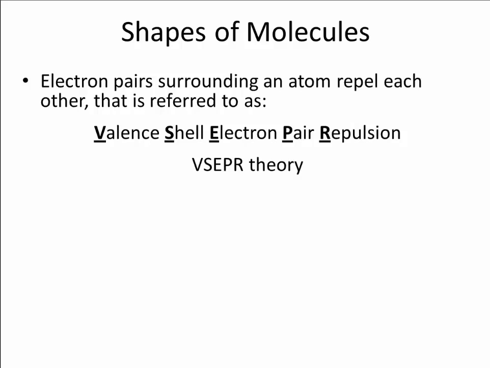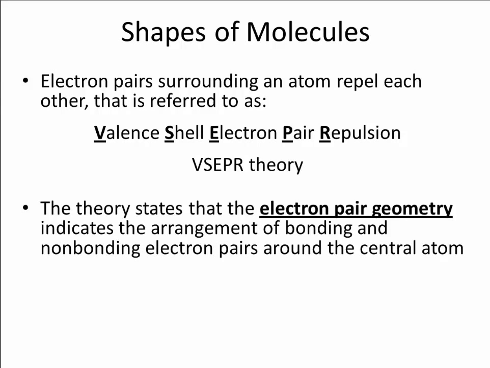The electrons that are being shared between atoms of a molecule are all negatively charged. Therefore, the pairs of electrons that are being shared and surrounding the atom repel each other. This is referred to as the valence shell electron pair repulsion, or VSEPR theory. The theory states that the electron pair geometry indicates the arrangement of bonding and non-bonding electron pairs around the central atom.